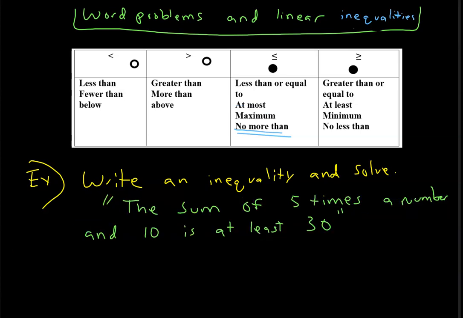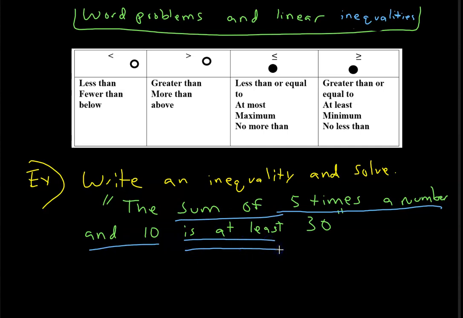All right, so I got a new one. This problem says the sum of 5 times a number and 10 is at least 30. So the sum of 5 times a number and 10 would be 5 times some number x plus 10. And it says at least. So at least is here. And that would be greater than or equal to. So it has to be greater than or equal to 30. So at least means it has to be greater than or equal to that number.